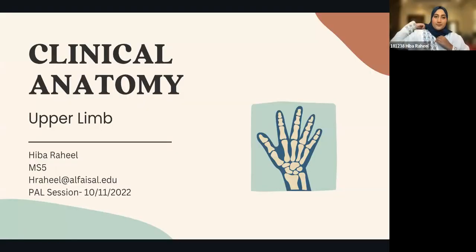Assalamu alaikum everyone. My name is Hiba Raheel. I'm a sixth-year medical student, and thank you so much for coming to the panel today. I'll be teaching you the clinical anatomy of the upper limbs and lower limbs, and in the process I'll try to cover the basics as well, so you are revising the basic anatomy alongside. If you have any questions, just stop me right away. This is supposed to be an interactive session. Definitely stop me along the way, ask questions and answer my questions. I have some questions for you as well.